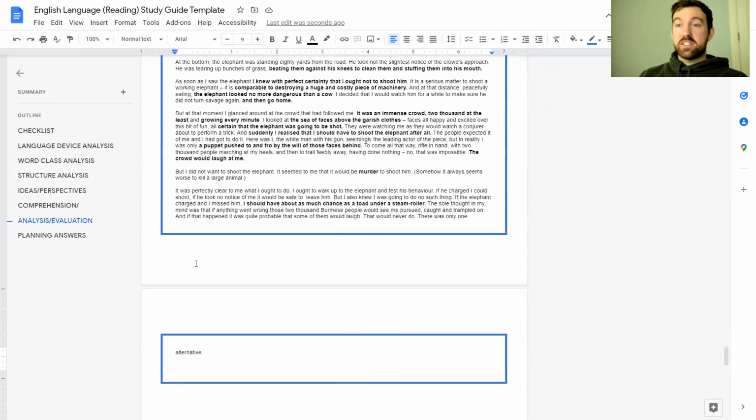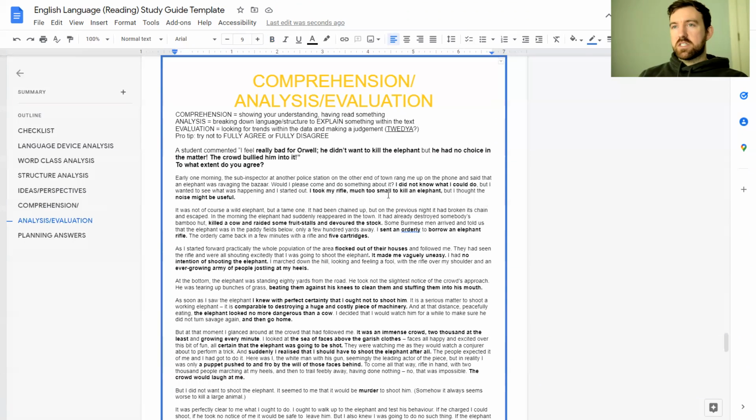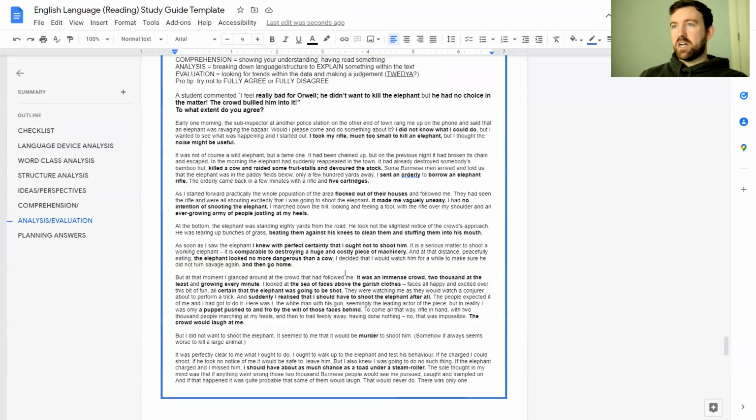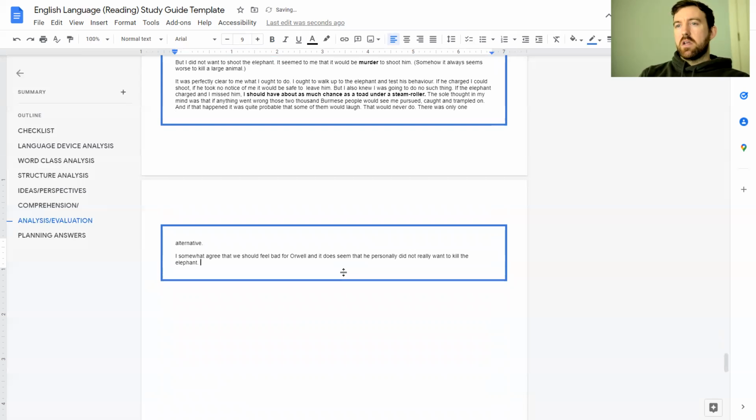In this case, I think I did do a pretty good job of showing you that both of them I would somewhat agree. So then what you would do is you would say, I somewhat agree that I feel bad for Orwell, or I somewhat agree with the comment that we would feel bad for Orwell. And it does seem that he personally did not really want to kill the elephant. So that could be our judgment for one of the paragraphs.